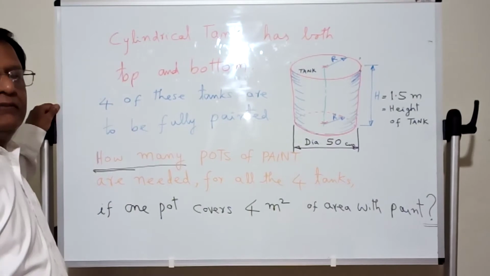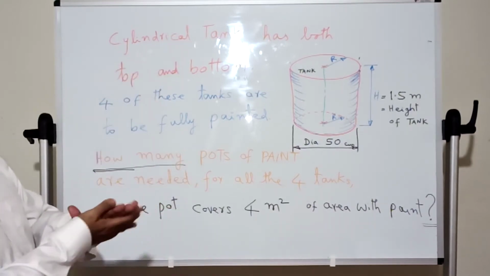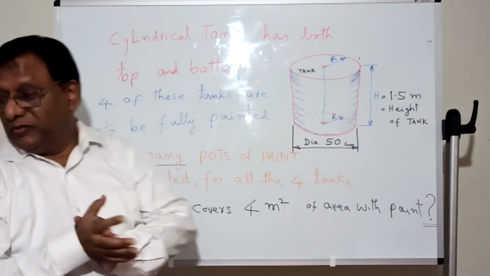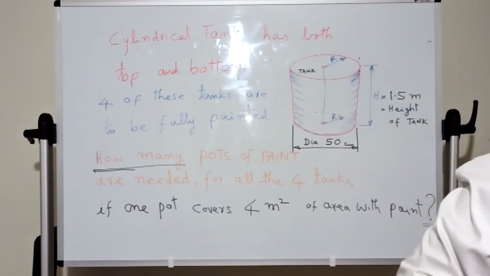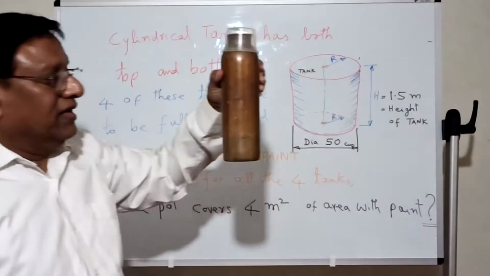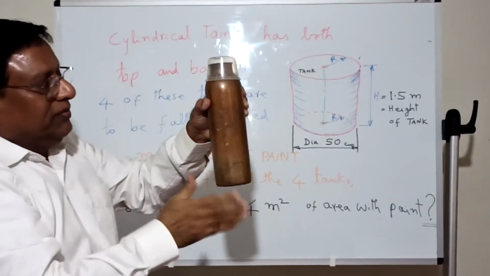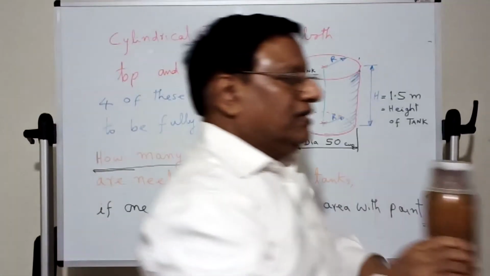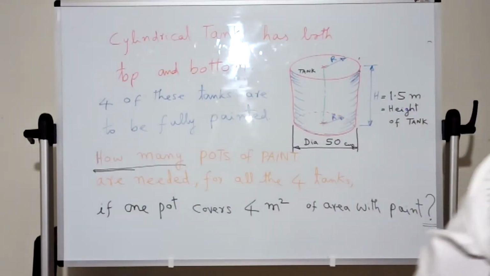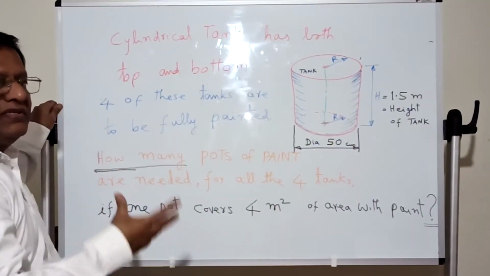Hello, this is a problem of a cylindrical tank which is to be painted not only on the top surface but also the bottom surface. The total cylinder is to be painted, top and bottom. Suppose this is the cylinder, this is the water tank or whatever. The bottom circular area and top circular area both are to be painted, and the lateral surface, the complete cylindrical surface, also has to be painted. They have given the cylindrical tank dimensions, meaning size.